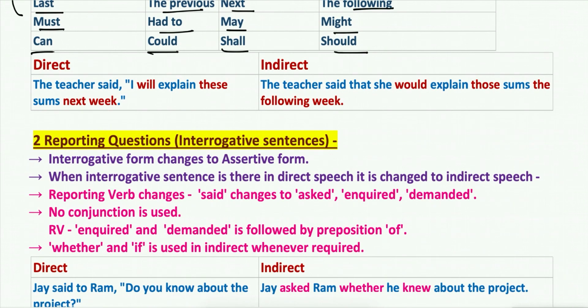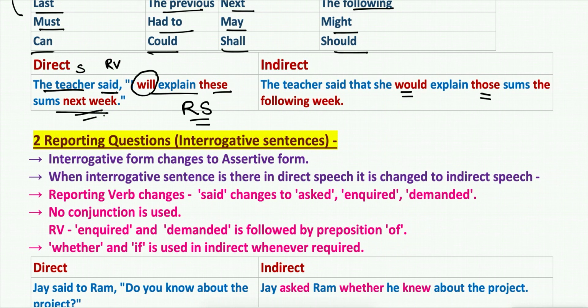Here, the teacher said, I will explain these sums next week. So, the teacher is the speaker, said is the reporting verb, and the sentence in inverted commas is the reported speech. Here in the reported speech, will is present. So, will changes to would. These changes to those.